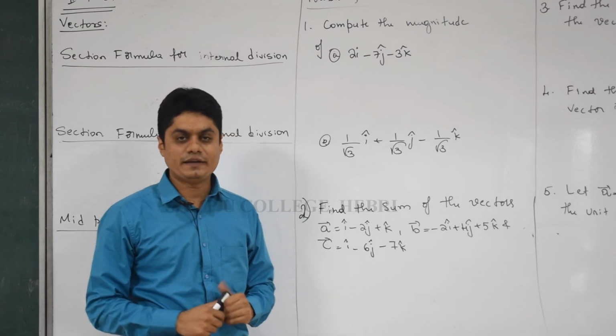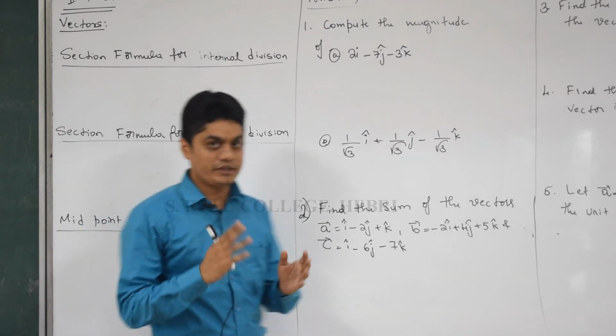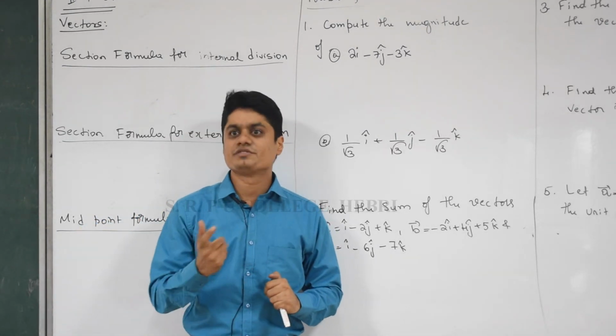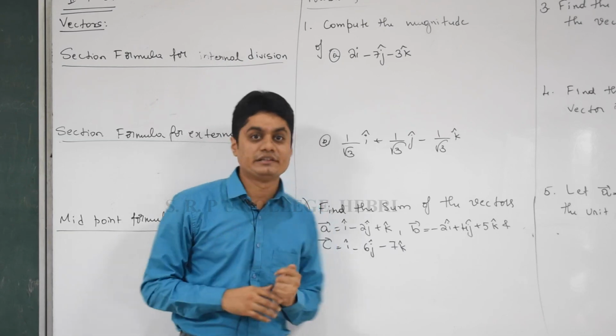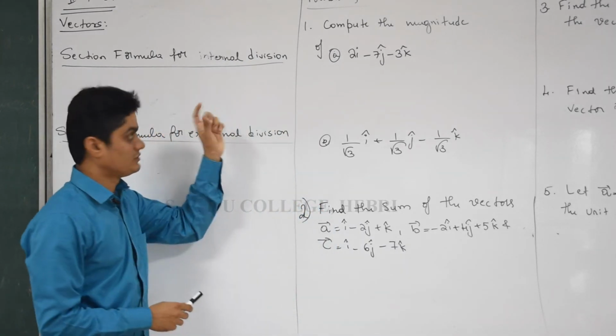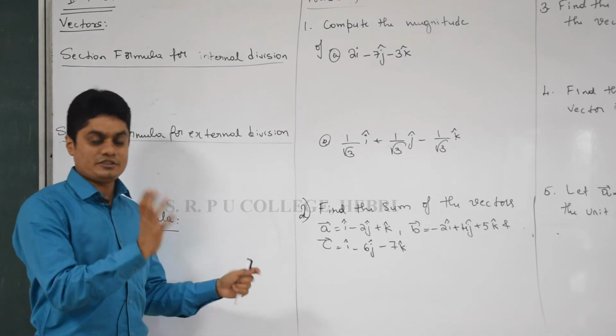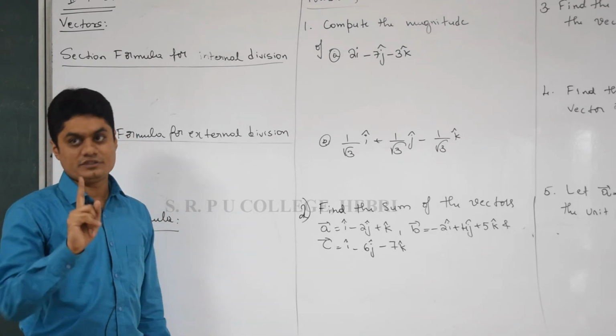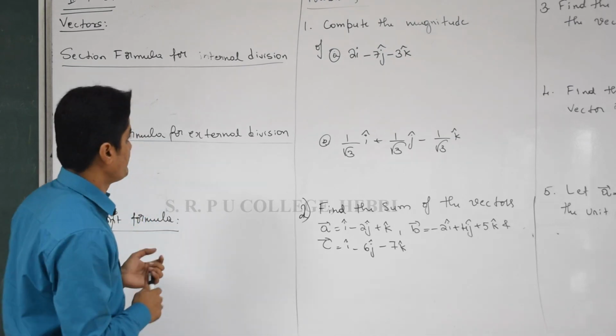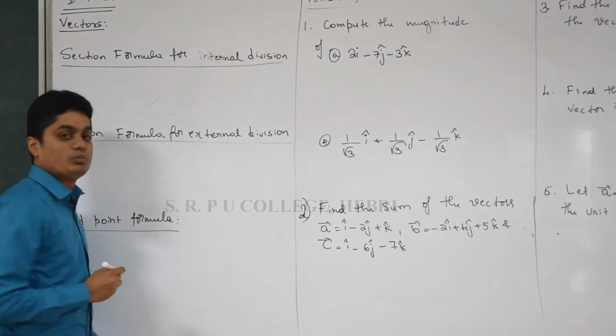I hope everyone is fine. In the last class we learned one important small derivation, the section formula for internal division. So today I will recall that formula, not the derivation, and give you two more formulas. The first part of theory will be over, then we have to solve the first exercise in vector. So what we derived in the last class: the section formula for internal division.